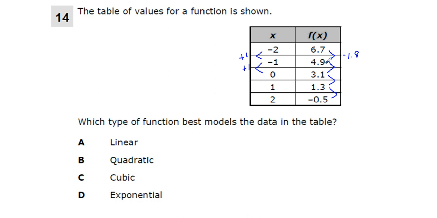And then 3.1 minus 4.1, negative 1.8. 1.3 minus 3.1, negative 1.8. Negative 0.5 minus 1.3, negative 1.8. These are first differences. Definitely linear. Okay, first differences being equal means linear, second differences being equal means quadratic, third differences being equal means cubic.